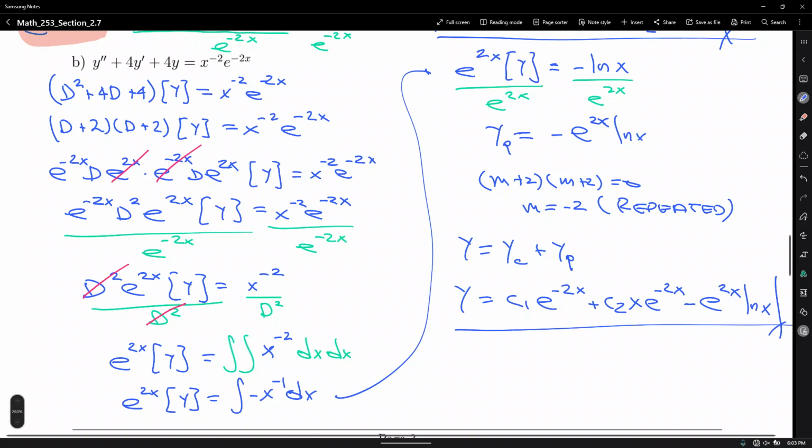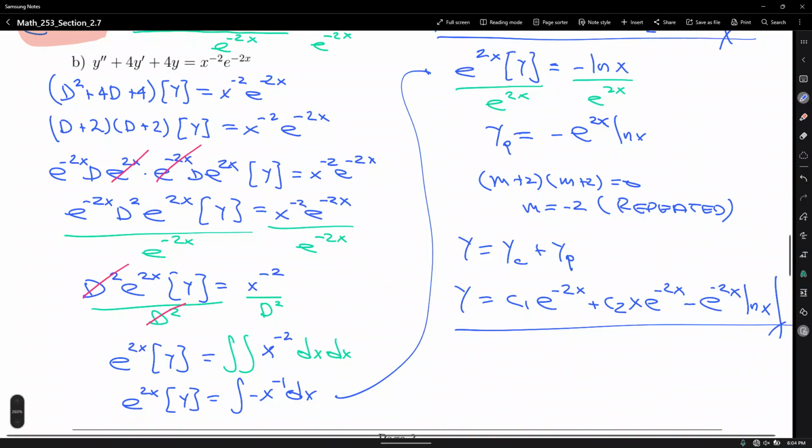Try this using variation of parameters and you should get the same. Negative 2x isolated x. Which one? This one? Oh, yes, yes. This one. Thank you. Thank you. All right.